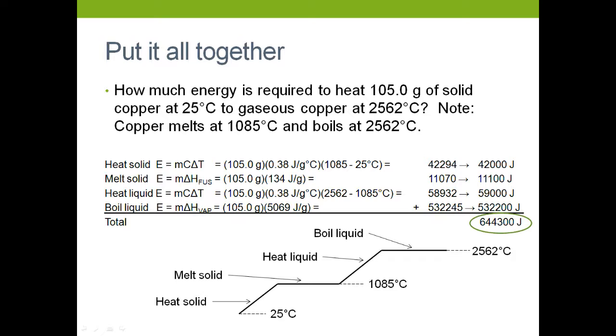We get that answer. All of our sub-answers need to be converted to the proper number of significant figures. So we have 2 sig figs in the first one, 3 sig figs in the second one, 2 sig figs in the third one, and 4 sig figs in the fourth one. And then we add them all up, and we have our grand total of 644,300 joules.